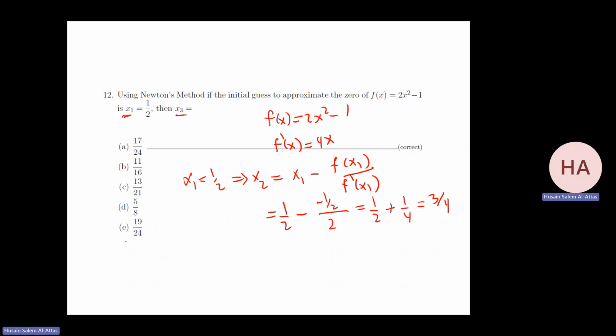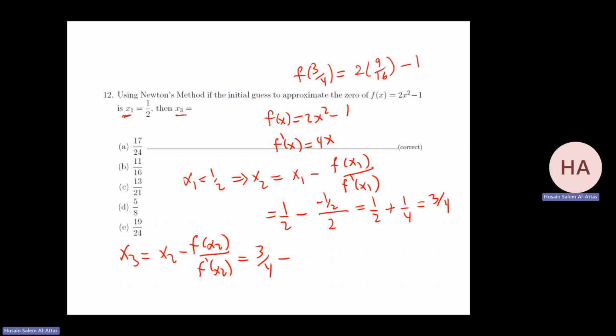Okay. Hopefully I did not make a mistake in the calculation. That will be x2 minus f of x2 over f prime at x2. That will be 3 over 4 minus f of 3 over 4. That will be 2 times 9 over 16 minus 1, which is 18 over 16 minus 16 over 16. That will be 2 over 16, which is 1 over 8.